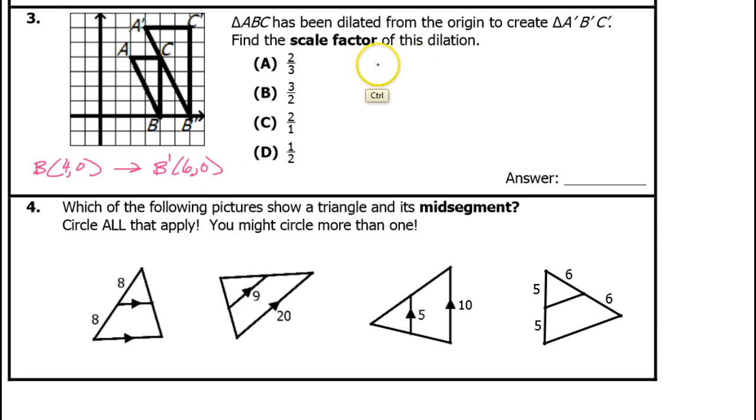So when we do the scale factor, we always do new divided by old. I'm using K to represent the scale factor. It's always new divided by old. And of course the B prime will always be the new shape, and the B is going to be the old. So if I do new over old, in this case, just look at those x values. That's going to be 6/4, which reduces down to 3/2. So the scale factor is 3/2, and you should have chosen B.